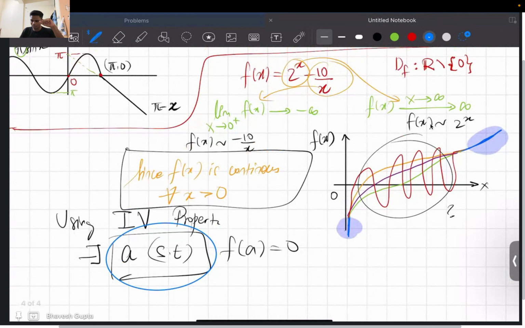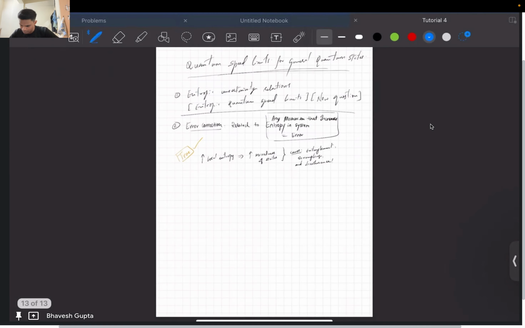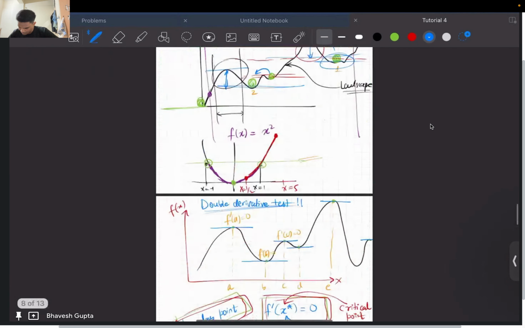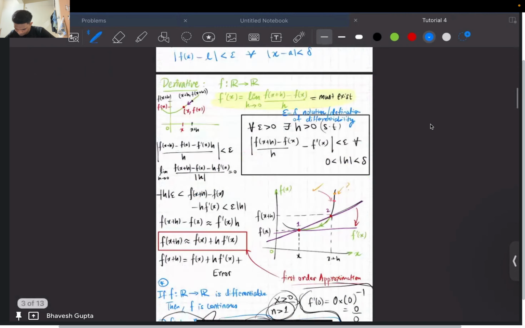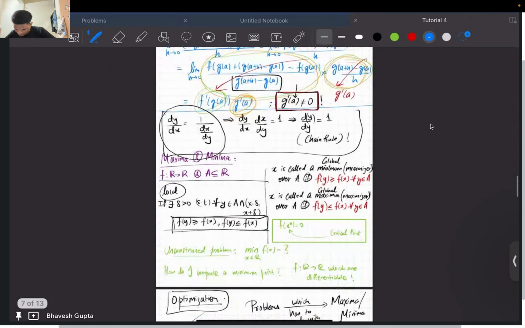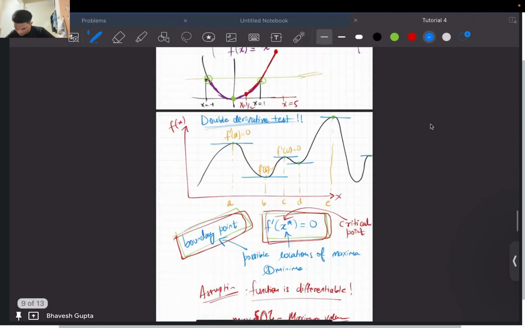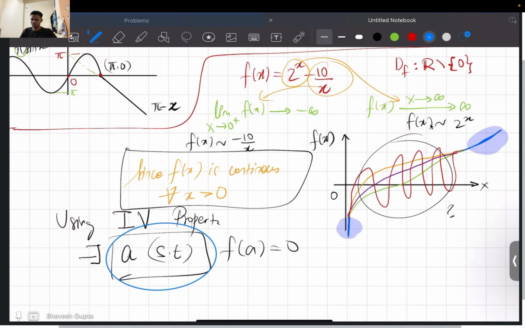Because my intermediate value theorem, in case you might have forgotten, let me show you over here. Somewhere here I remember. Maybe not in these notes. Okay, not over here. It's somewhere in my old lectures. You can see.